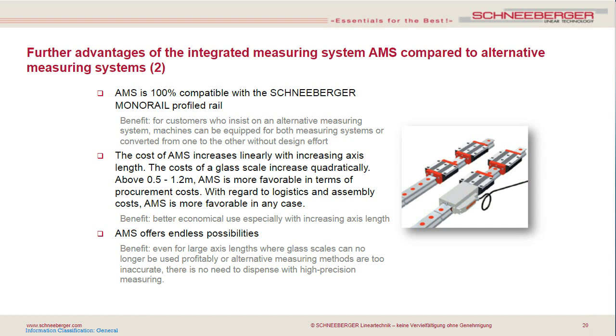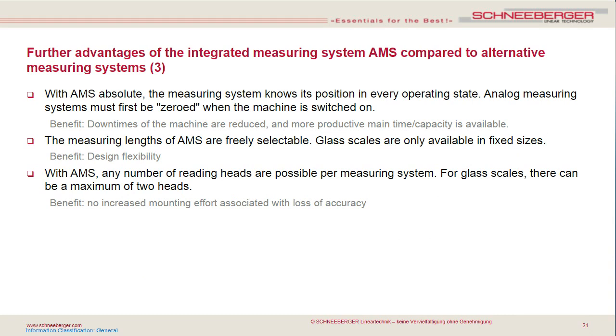AMS offers endless possibilities. Benefit: even for large axis lengths where glass scales can no longer be used profitably or alternative measuring methods are too inaccurate, there is no need to dispense with high precision measuring. With AMS Absolute, the measuring system knows its position in every operating state. Analog measuring systems must first be zeroed when the machine is switched on. Machine downtimes are reduced and more productive main time capacity is available.